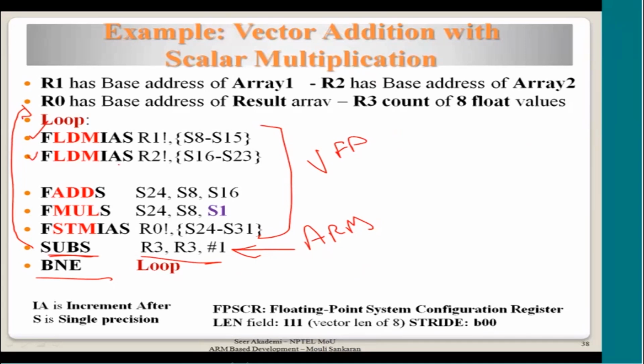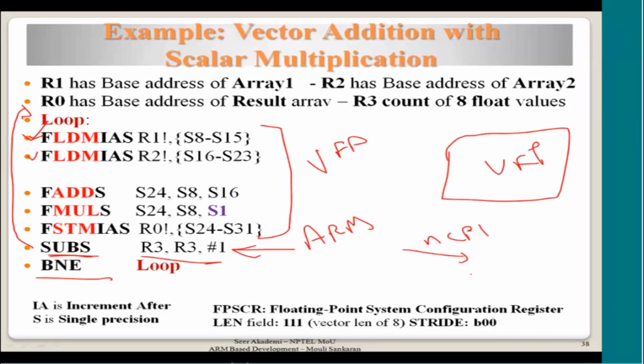You may wonder what happens if my coprocessor is busy with the previous execution. VFP is busy with the previous loop, and now I am giving another floating point instruction. If you recall, the ARM processor will send an NCPI, then the floating point or any other coprocessor will say that I am present or absent, and then whether I am busy or not.